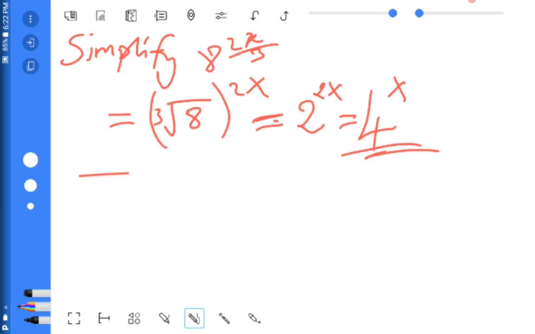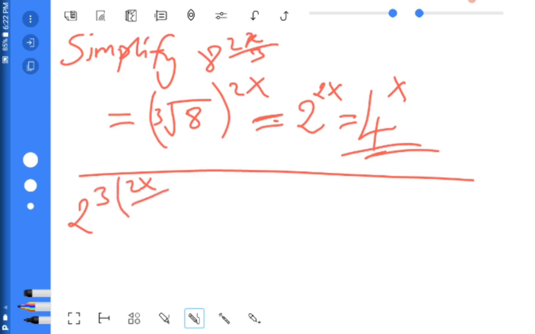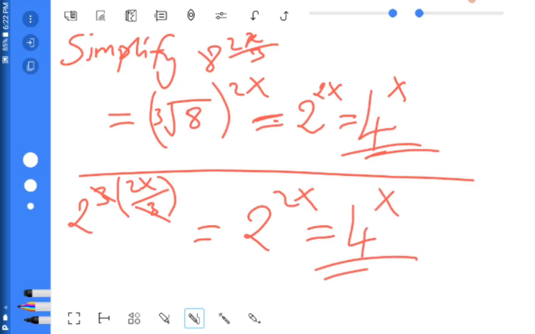Second approach. You can also do this by noting that 8 is first of all 2 to the power 3. Then all this to the power 2x over 3. So you see that this 3 will cancel this 3, and you're left with 2 to the power 2x, which is 4 to the power x. Work is done. Next question.